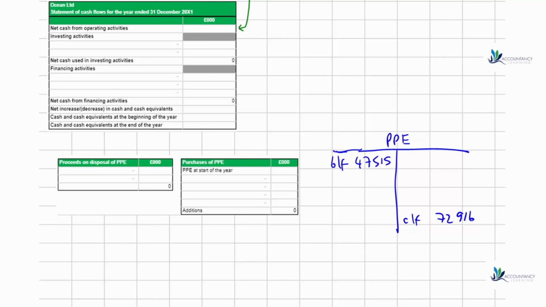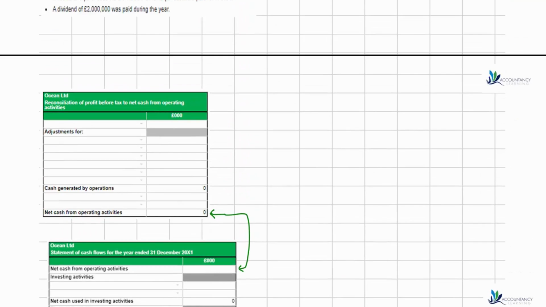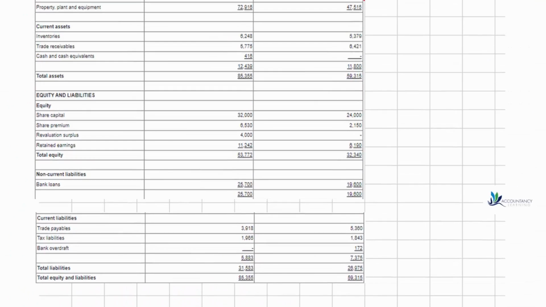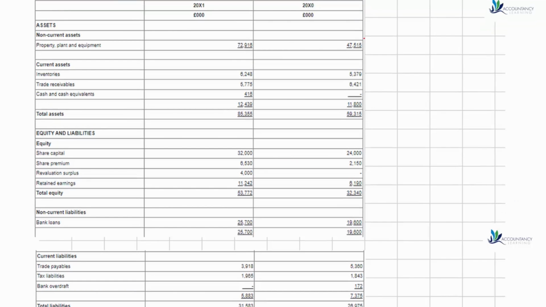Notice that in the working just in the middle of the screen there, we've got a line set up for us already, the property, plant, equipment at the start of the year. So we could similarly do the same. So we've got 47,515 as our opening balance. Now, let's go back to our question. So we've used those two numbers.